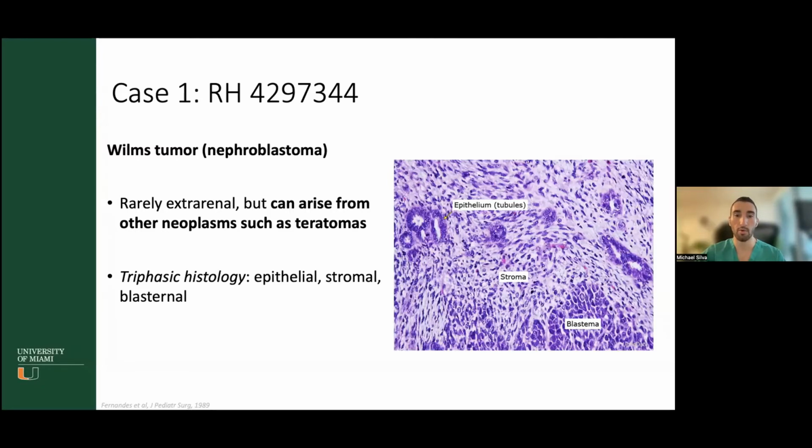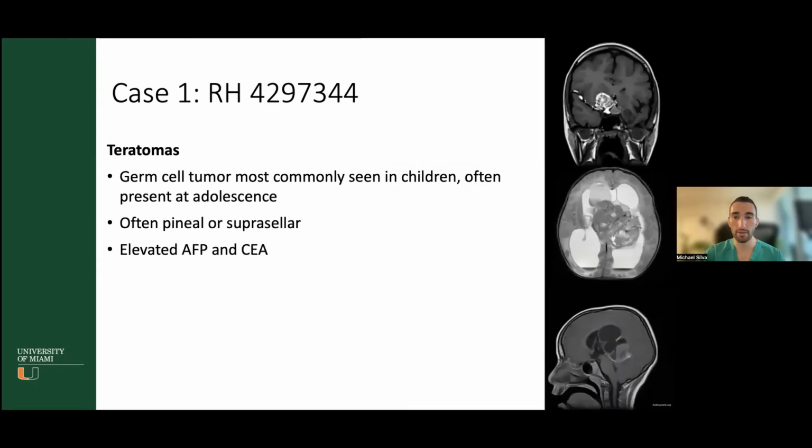So this being an immature, poorly differentiated teratoma, as Dr. Saad said, has cells from different lineages. So there's this triphasic histology. You get epithelial, stromal, and blastemal components on histology, and then the Wilms tumor actually, in this case, arose from that immature teratoma. The teratoma itself, again, some background, it's a germ cell tumor commonly seen in children, usually during adolescence. Common locations for teratomas can be pineal or suprasellar. And some markers that are suggestive of teratomas are elevated AFP and CEA.